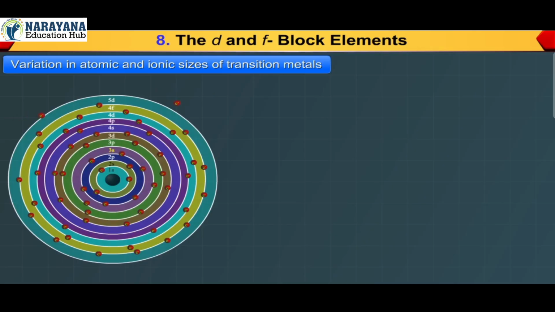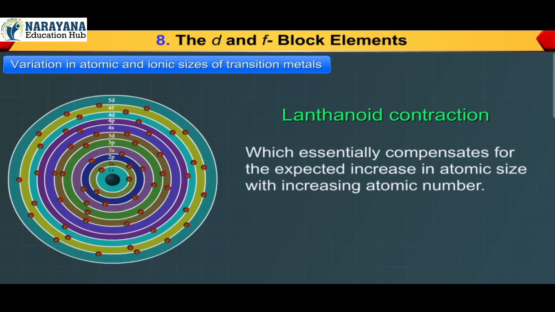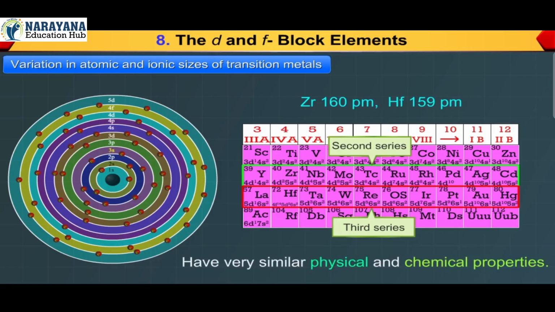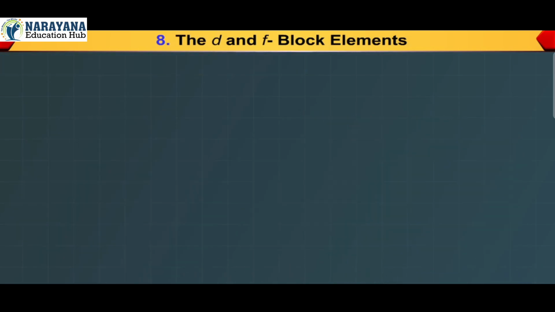The filling of 4f before 5d orbitals results in a regular decrease in atomic radii called lanthanoid contraction, which essentially compensates for the expected increase in atomic size with increasing atomic number. The net result of the lanthanoid contraction is that the second and the third d series exhibit similar radii. For example, Zr 160 pm and Hf 159 pm have very similar physical and chemical properties, much more than expected on the basis of usual family relationship.